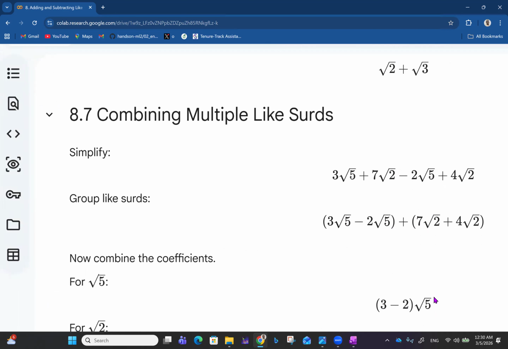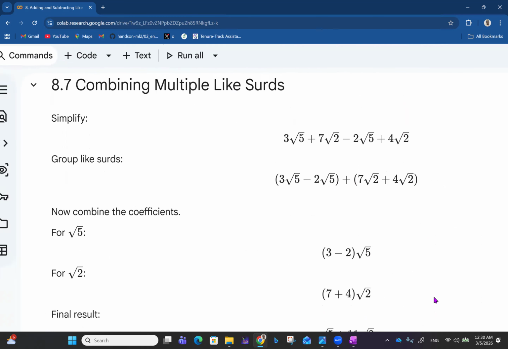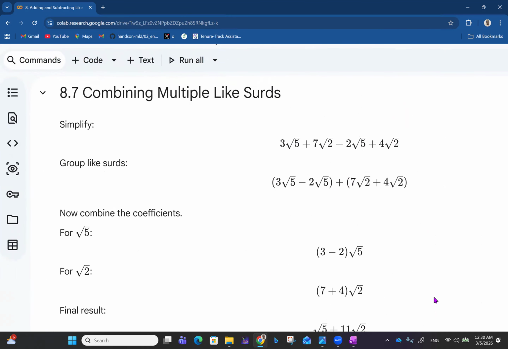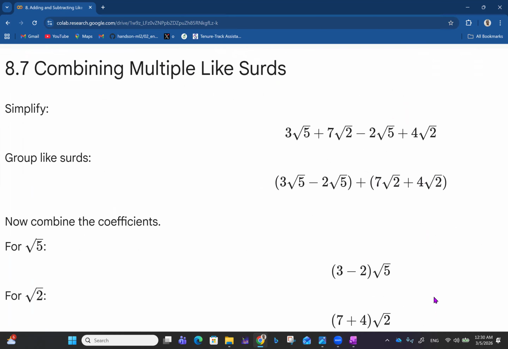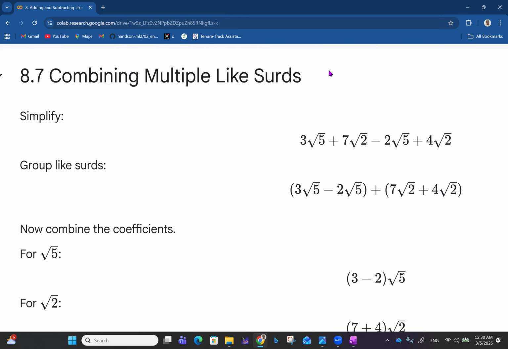Then, how do we combine like surds? Combining like surds is the next thing I want to talk about. I want to go step by step here. So you want to simplify 3 root 5 plus 7 root 2 minus 2 root 5 plus 4 root 2. You collect like terms, so you have to group like surds. You have 3 root 5 minus 2 root 5 because they have the same radical, then 7 root 2 plus 4 root 2 because they have the same radical, root 2.